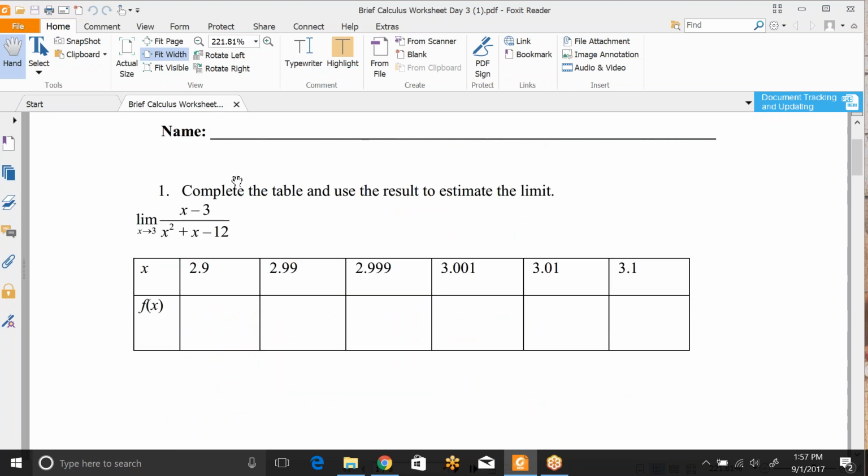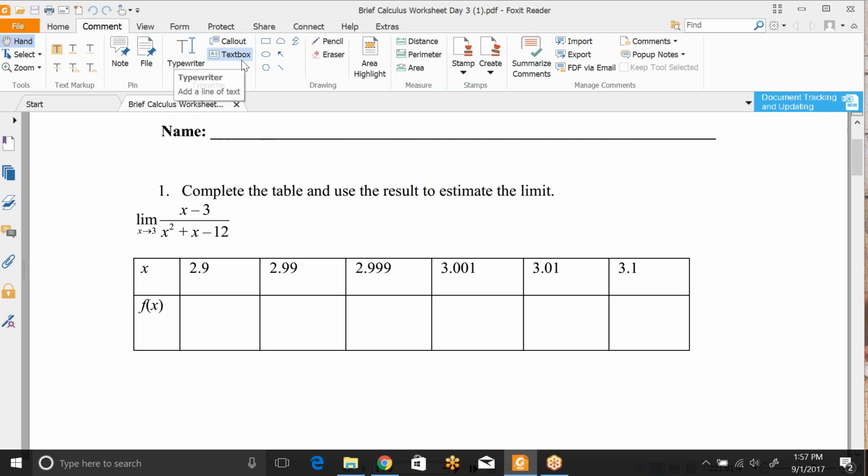So let's look at the first example. It says complete the table and use the results to estimate the limit. Remember, a limit for us is we're looking at as the graph approaches a specific point. Here it's going to be x approaching 3. That's our x value. What height is the function approaching? So what y value is it approaching from both sides?